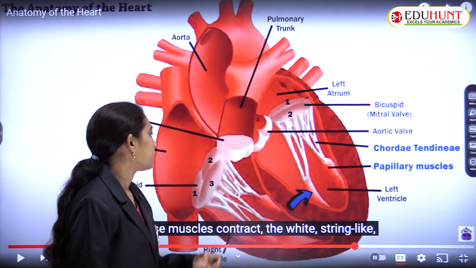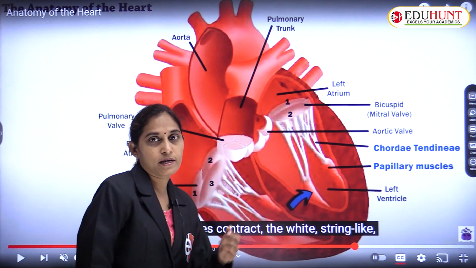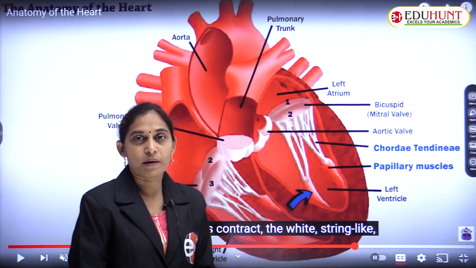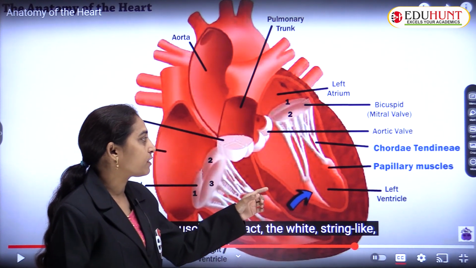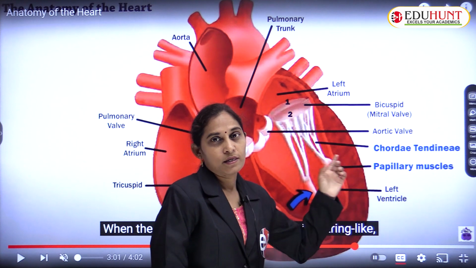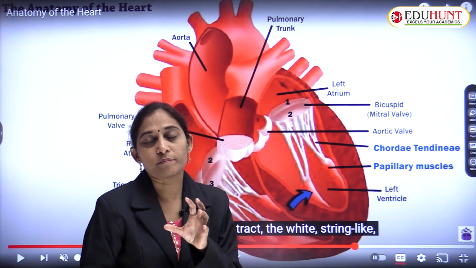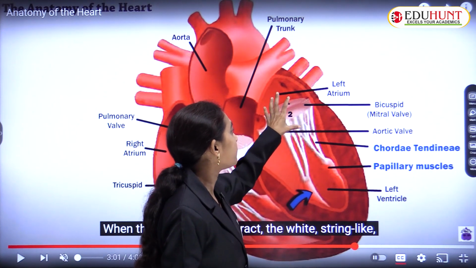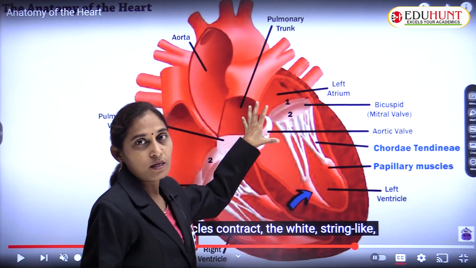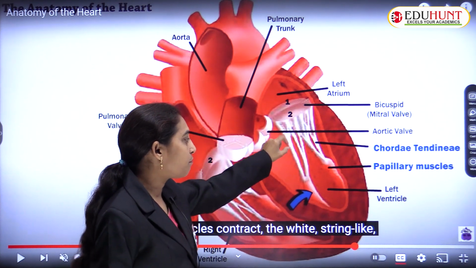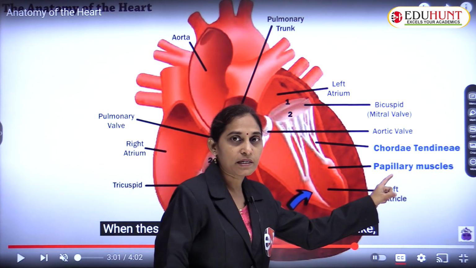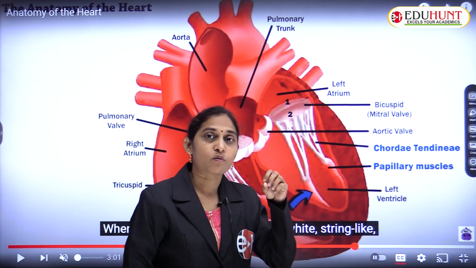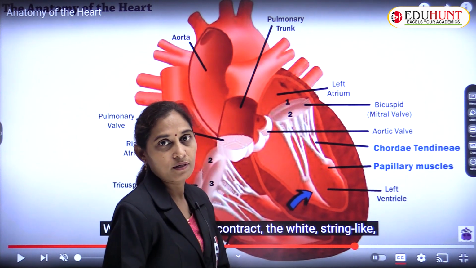In addition to that, these tricuspid and bicuspid valves have chordae tendineae. They are connected to the papillary muscles. The contractions of these papillary muscles control the movement of these flaps, and thereby the flow of blood. The papillary muscles are present in the ventricular wall of the ventricle.